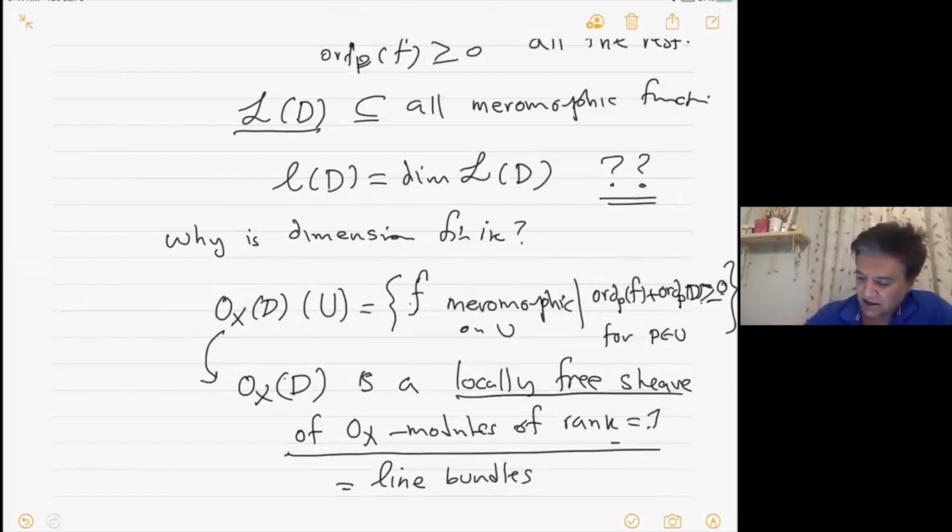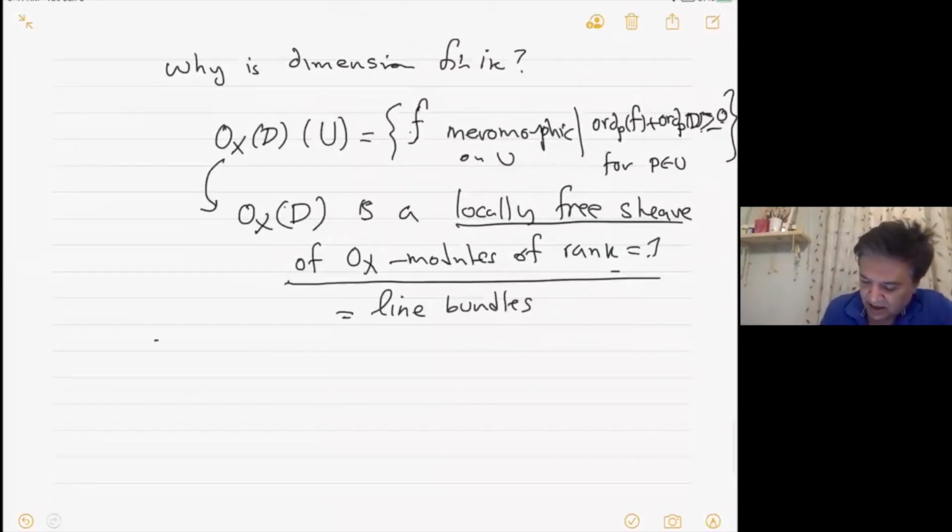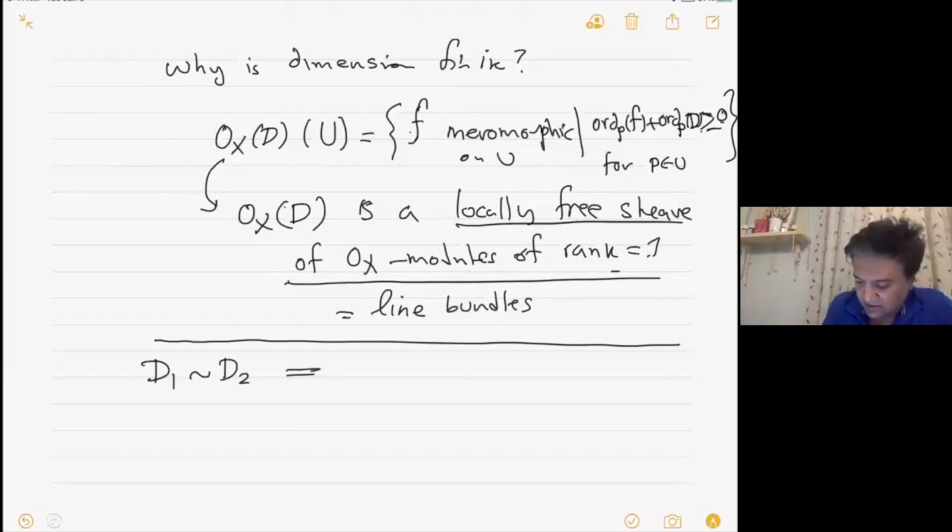So one of the important things that I had to define, but I forgot, is this notion of equivalence of divisors. We say D1 and D2 are equivalent if and only if D1 minus D2 is the divisor of some function.